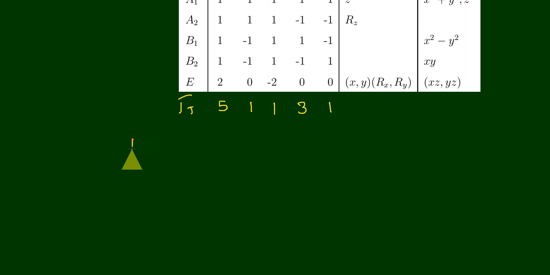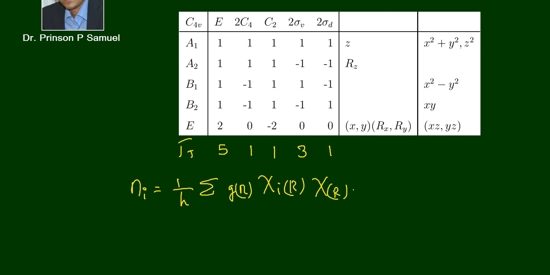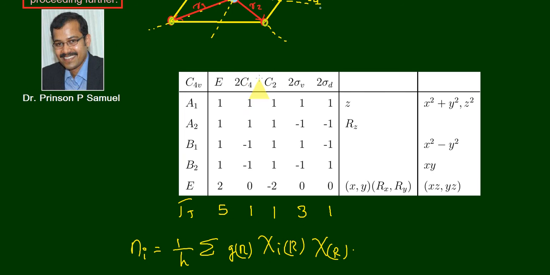And the reduction formula is Ni is equal to 1 divided by H into sigma GR chi IR chi R. This is the reduction formula. Ni is equal to 1 by H into sigma GR chi IR chi R. You already know the definition of the terms here. GR is the number of classes in an irreducible representation corresponding to an operation. For example, if you are considering the operation C4, GR is equal to 2. If you are considering sigma V, GR is equal to 2. If you are considering C2, GR is equal to 1.